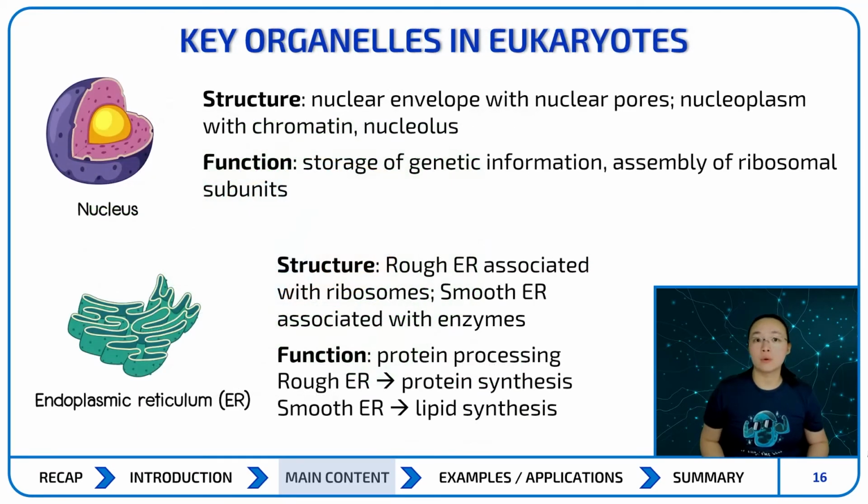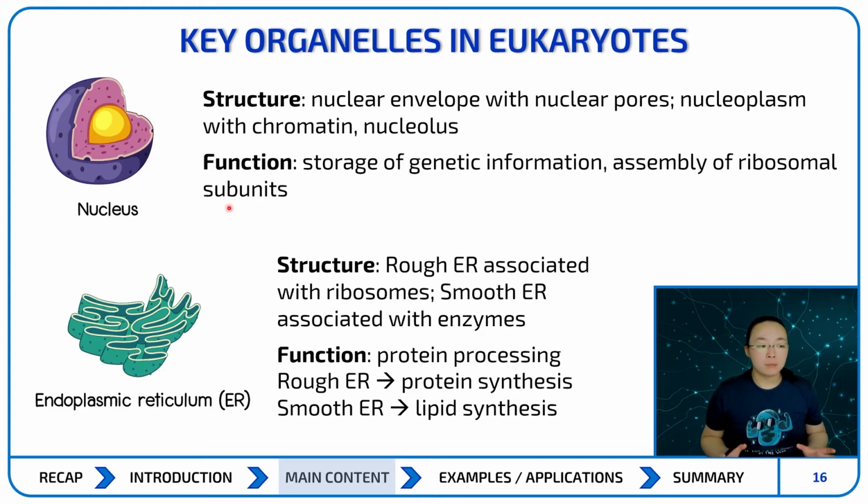So we're just going to go through all of the key organelles now. The key organelles in eukaryotes, the first one I want to talk about is the nucleus. In terms of the nucleus, the structure is fairly straightforward. You have a nuclear envelope with nuclear pores. You also have a nucleoplasm in pink here that contains chromatin, and in yellow you have the nucleolus, which is the core. The function is to store genetic information as well as to assemble ribosomal units.